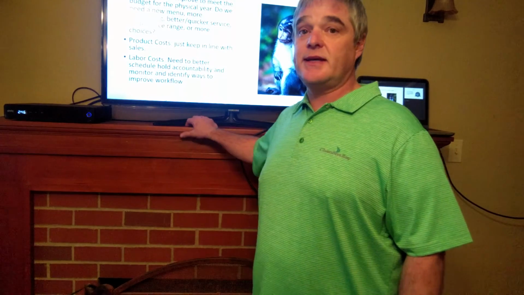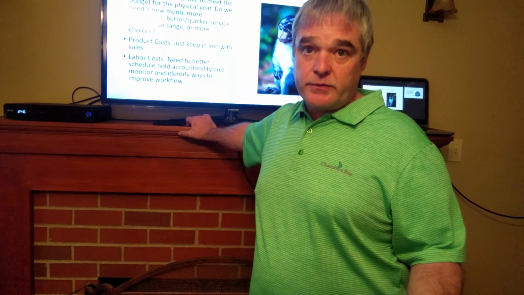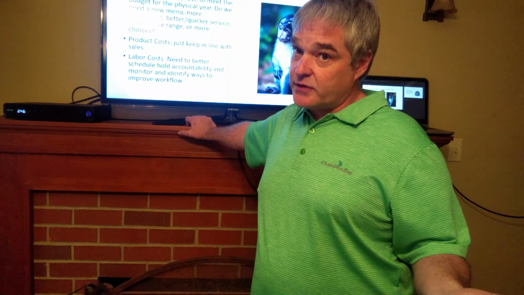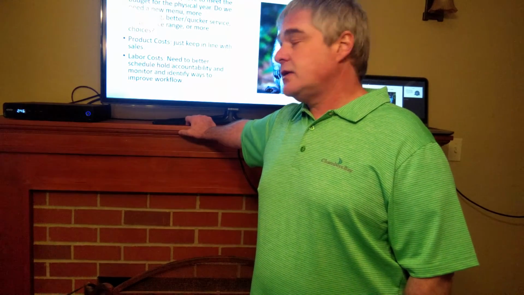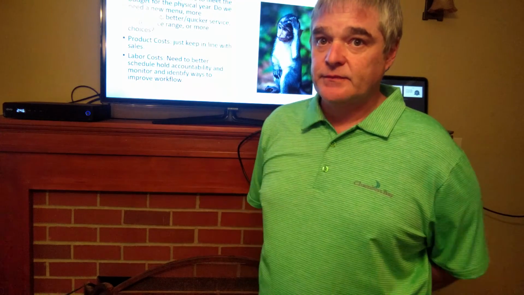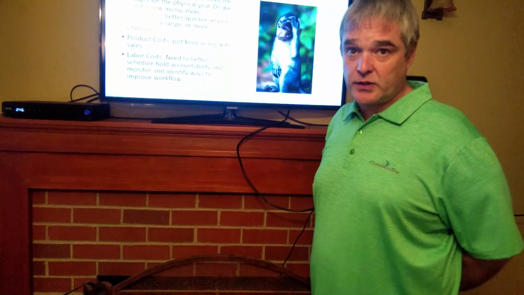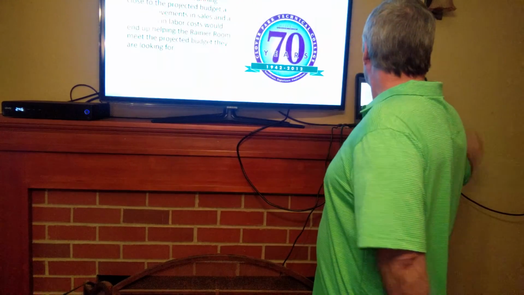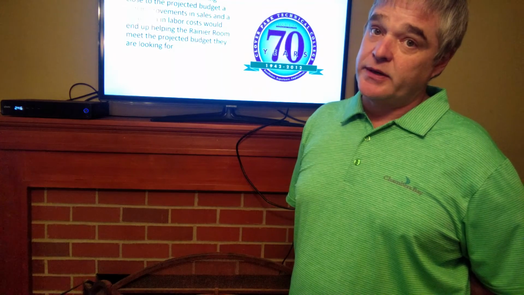Product costs, they need to stay in line, and we need to figure out what is going on with the beverage. I can't say that enough because I'm concerned with the beverage. Labor costs, we need to smooth the workflow out and better schedule. And I'm sure we can get that in a better line. In conclusion, the Rainier is running really close to the projected budget, just a little bit under. A few tweaks here and there. By reading profit loss statements and reacting to them, they could make a little bit more money and be at their projected budget, or maybe even above, and make even more.